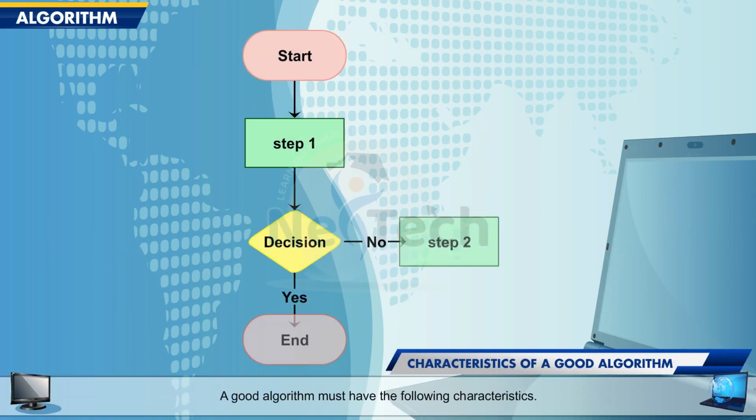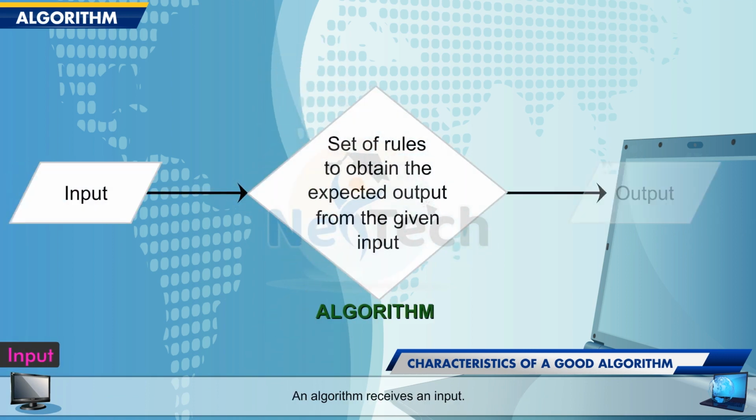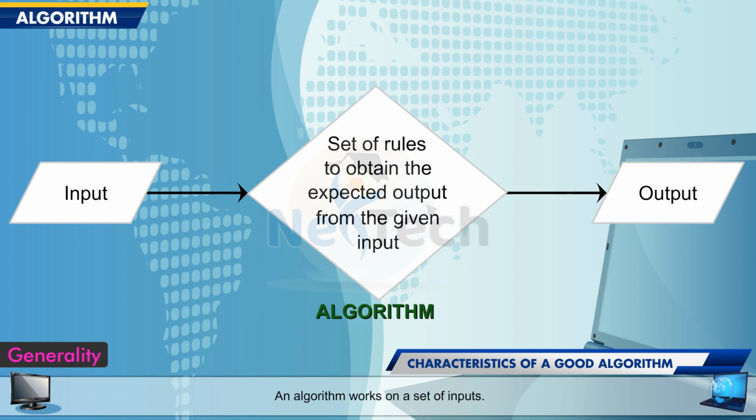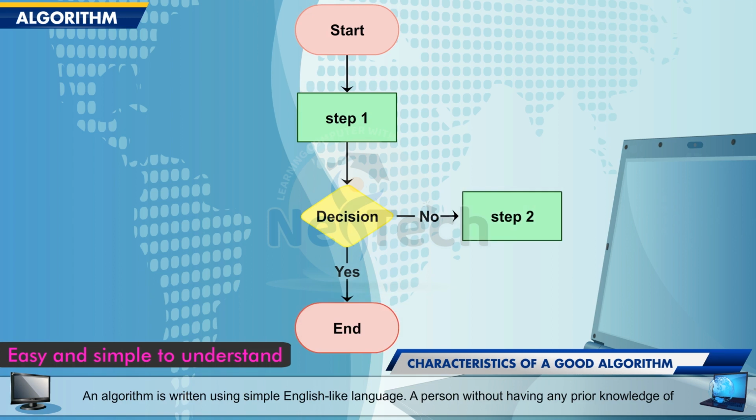A good algorithm must have the following characteristics. Input. An algorithm receives an input. Generality. An algorithm works on a set of inputs. Clear. It must be unambiguous. Each of its steps must be clear, precise, and well defined. Easy and simple to understand. An algorithm is written using simple English-like language. A person without any prior knowledge of programming can easily read and understand the steps in an algorithm.